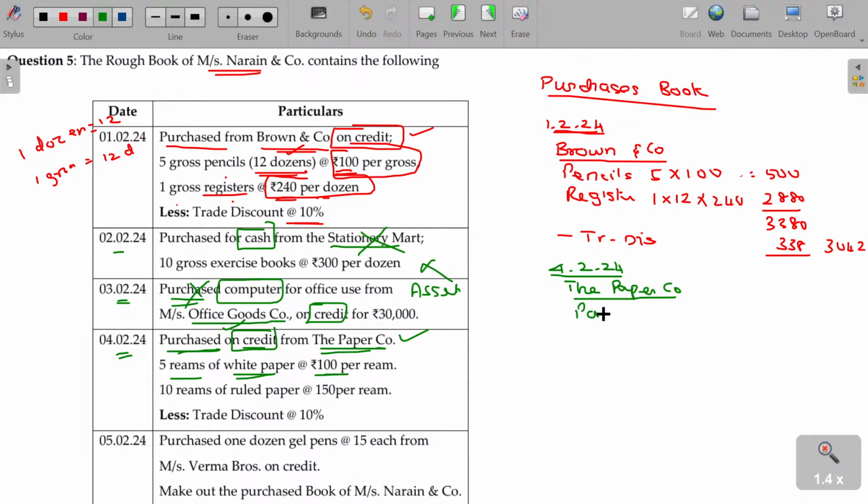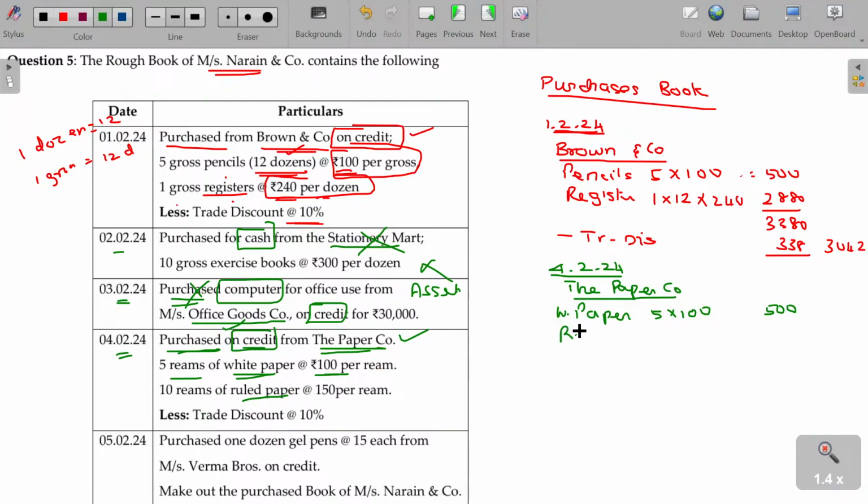Okay, paper, 5 reams. 1 ream comes around rupees 100. Usually, 1 ream is approximately 500 sheets, a printable copier sheet you might have seen here or there. The bunch is 500 sheets, sometimes it may vary. 5 reams at 100 per ream means 500 rupees for the paper. This is white paper. Another one is ruled paper.